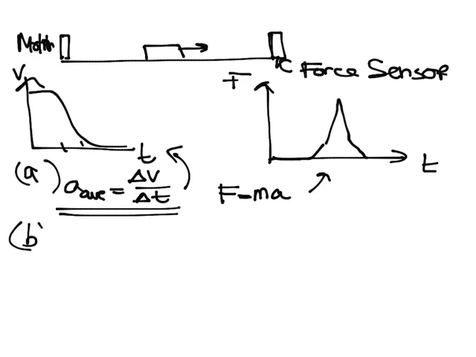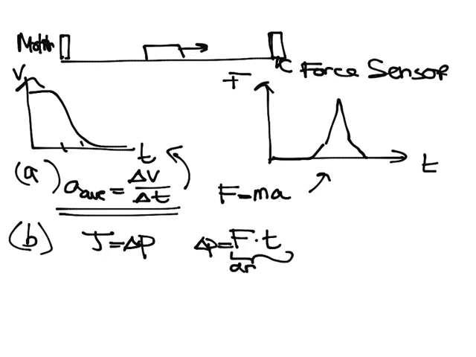Alright, in part B, we want to know the magnitude of the cart's momentum. So think about impulse, which is defined as change in momentum. Now we also know that impulse has another equation, so delta P is also equal to F times t. What this tells you is that change in momentum will be equal to, because these are multiplied together, the area of a force-time graph. Okay, so we're going to go ahead and we're going to find an area in part B.